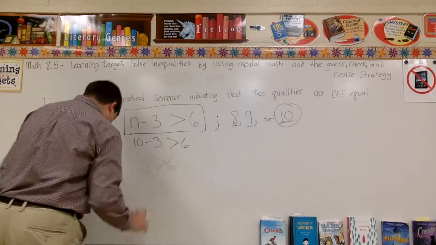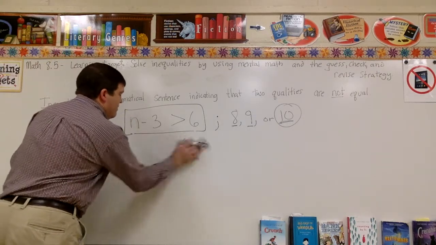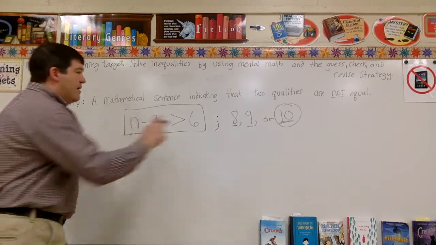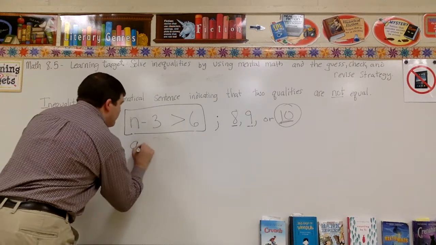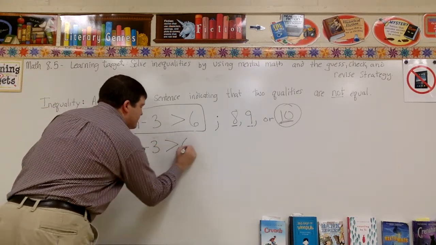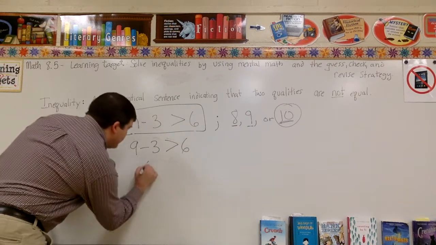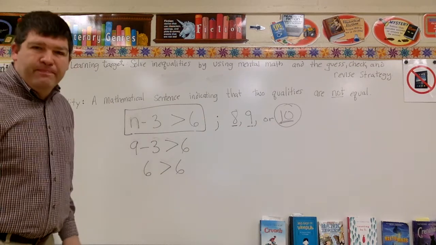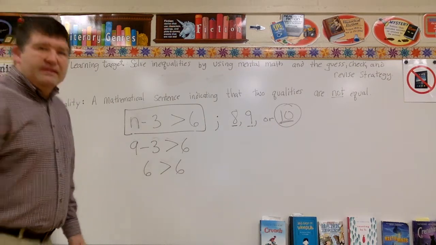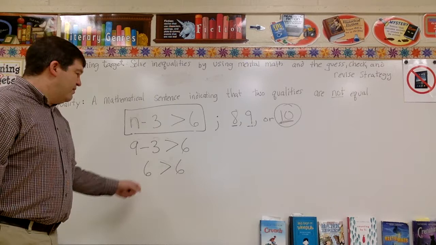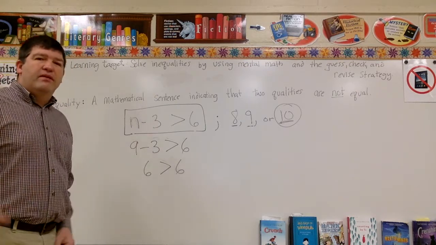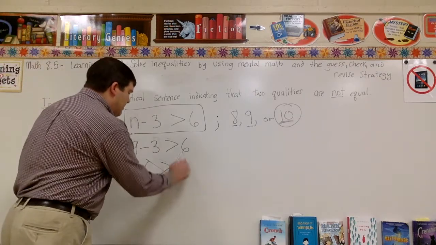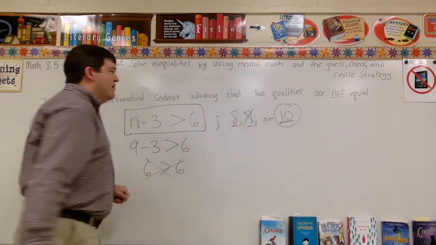Now, maybe there's more than one that works. I'm going to try 9. 9 minus 3 greater than 6. 9 minus 3 is 6. Is 6 greater than 6? No, 6 isn't greater than 6. It's equal. If I have 6 of something, I don't have more than if I have 6 of something. I have the same. So this does not work. So 9 does not work.